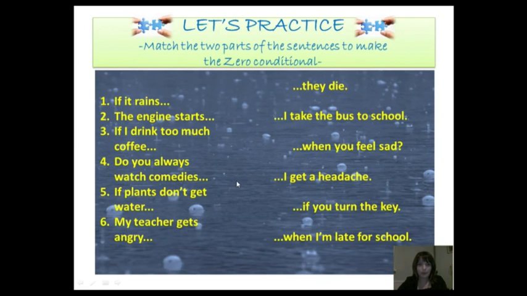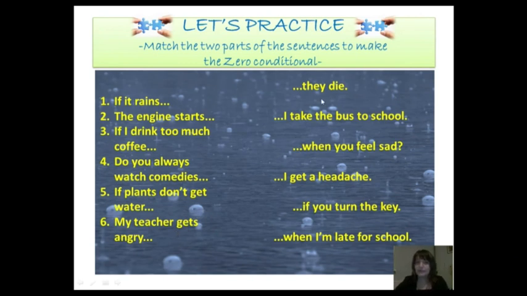So, let's read the beginnings. If it rains, the engine starts. If I drink too much coffee, do you always watch comedies? If plants don't get water, my teacher gets angry.